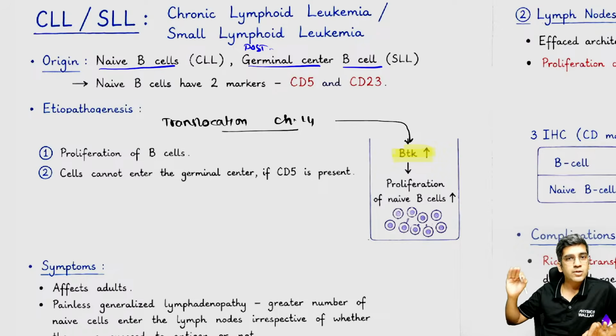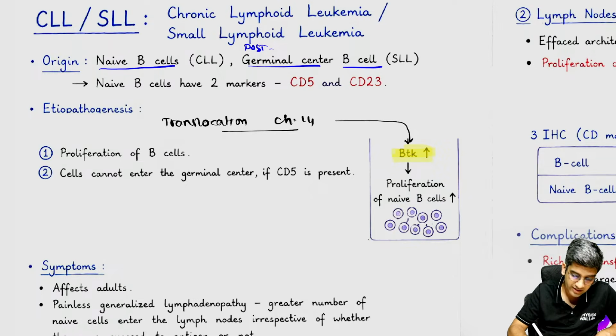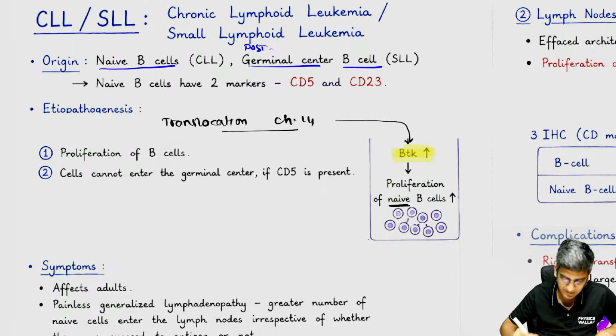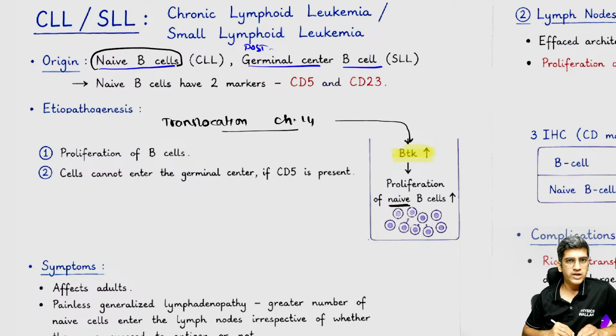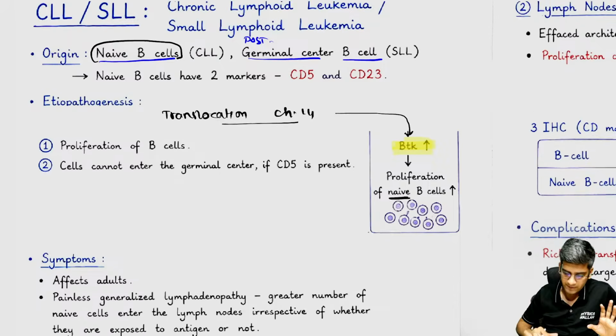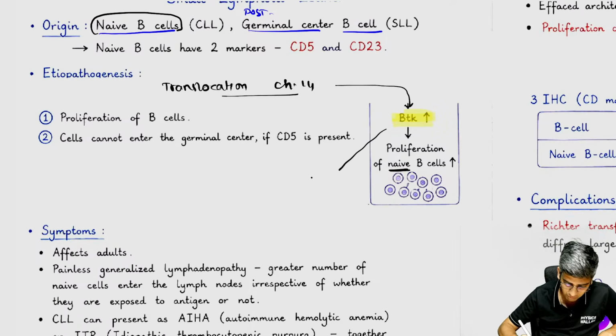Ultimately, what happens? Bruton's tyrosine kinase becomes overactivated. That will go and proliferate the naive B cell. It will not proliferate any other component. It will proliferate the naive B cell. The term naive is also important because the origin is of the naive B cell, right? B cells proliferate, that's all, right? Why Bruton's tyrosine kinase is such an important thing is, I can block it for treatment.